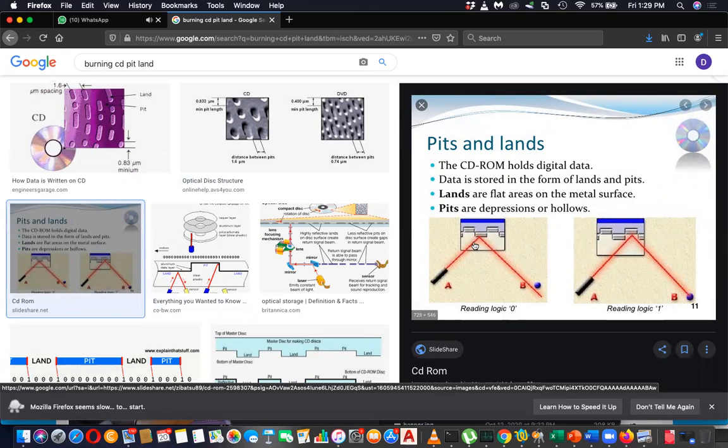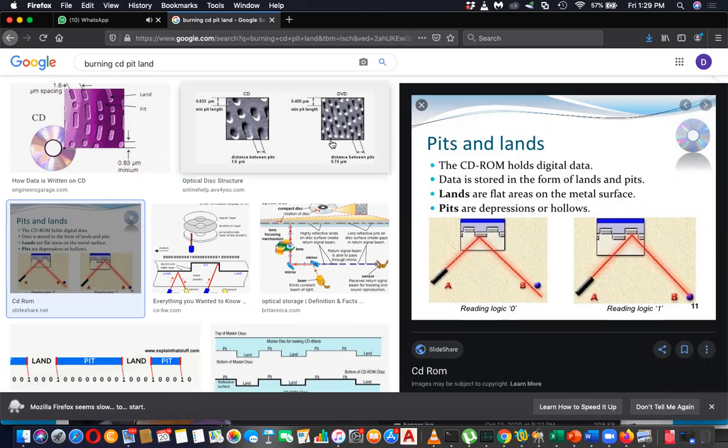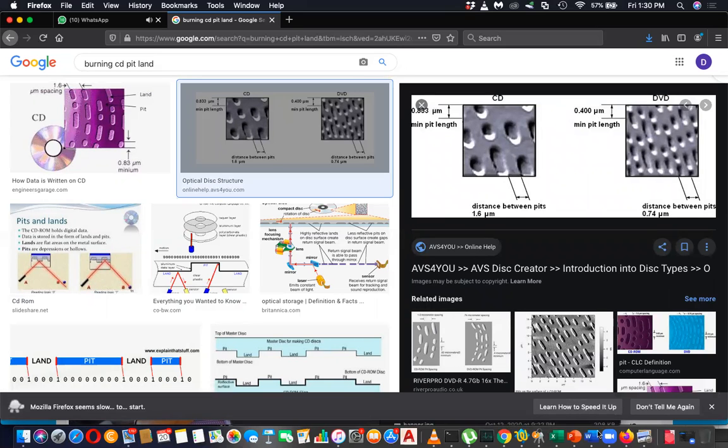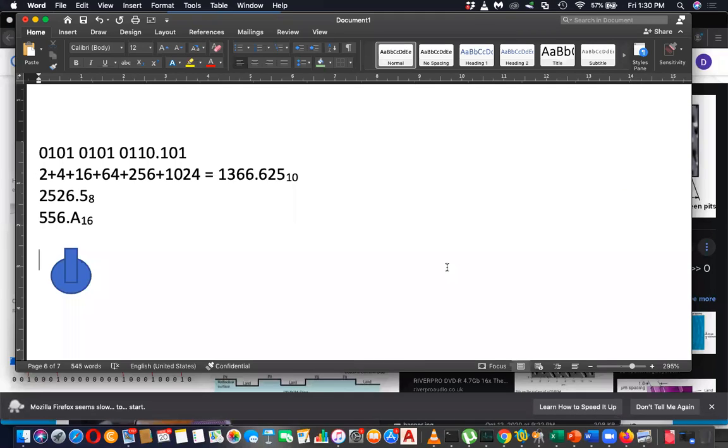When there's a pit, it will reflect this way. When there's a land, the reflection will be different. Based on that only, reading happens. Using ones and zeros, it is very easy to represent these two states. That's why computers use binaries. Understood?